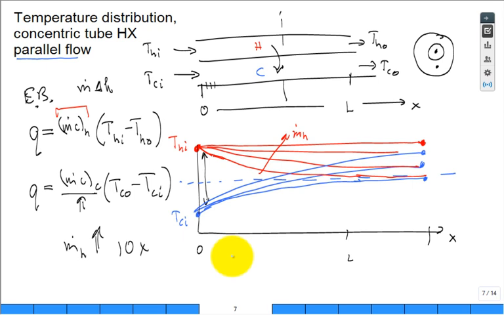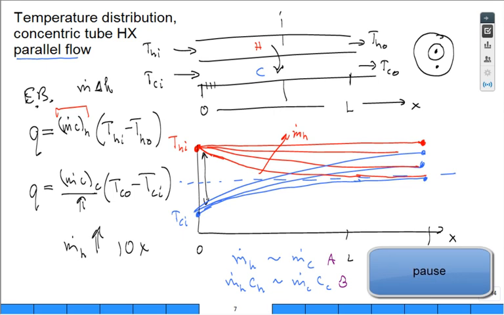Is the mass flow rate of the hot about the same as the mass flow rate of the cold, or is it the mass flow rate of the hot times the specific heat of the hot about the mass flow rate of the cold times the specific heat of the cold? Answer A or B. I say if they're both approaching about the same middle temperature on the outlet, does that mean the mass flow rates are about the same or the mass flow rate times specific heats are about the same?